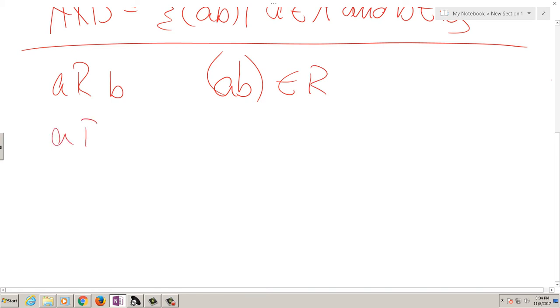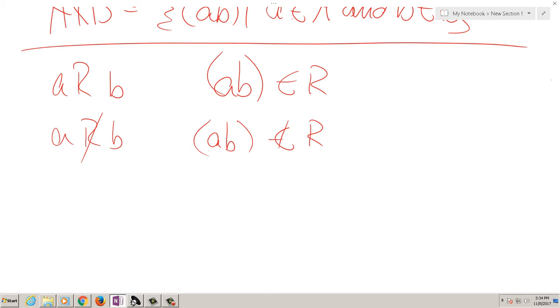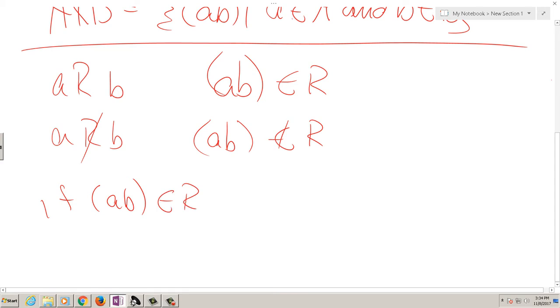If a is not related to b, we would say that the ordered pair (a, b) is not an element in R. This should be notation that we are familiar with because we have done sets before and we have listed out subsets before as well. So this should be familiar to us. We can say that if this ordered pair (a, b) is an element in R, then a is related to b by this relation that we are going to call R. They are in relation to one another.